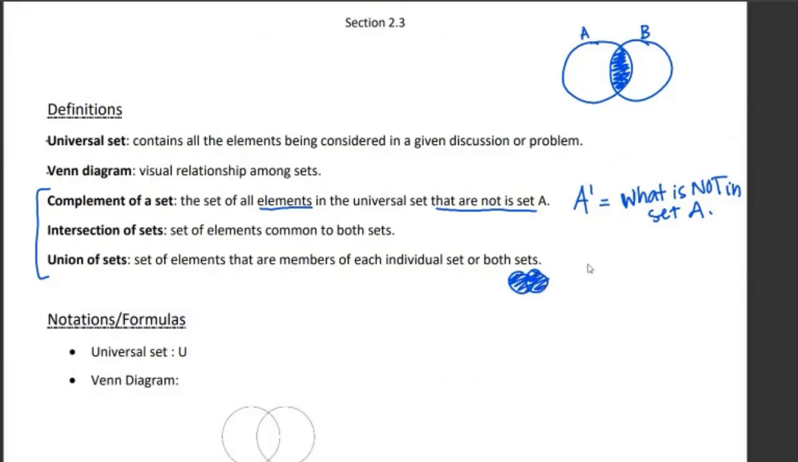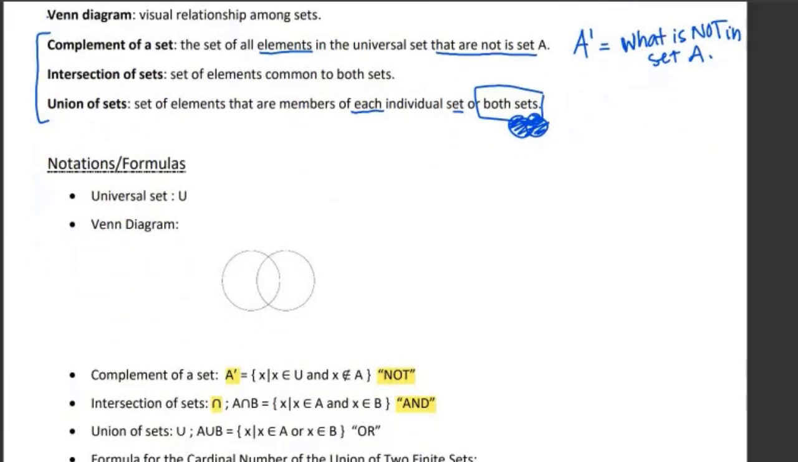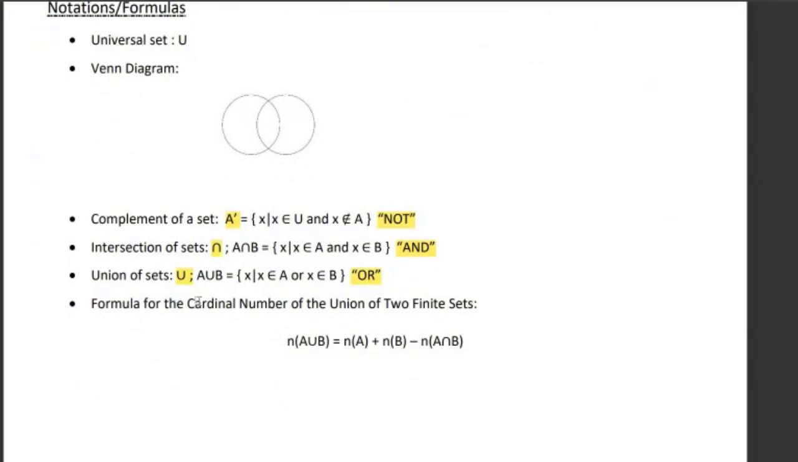And then the union of sets, if we were to draw a Venn diagram, the union would be everything in both of those sets. It is the set of elements that are members of each individual set or both sets. And then the union is represented with the U. So the union of A and B is going to be also represented with the word or, because the element can be in A or B. And then we have a formula for the cardinal number of the union of 2 finite sets. So we're going to go back to this formula at the very end.